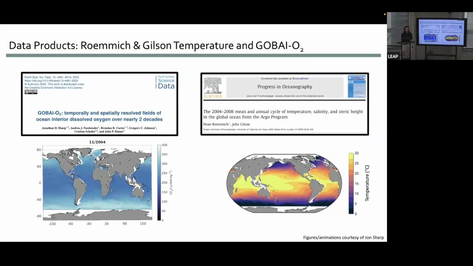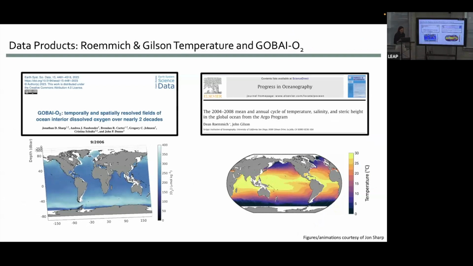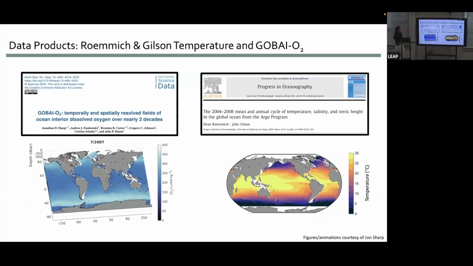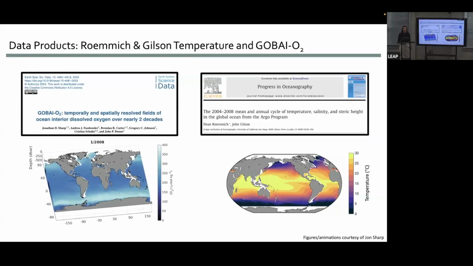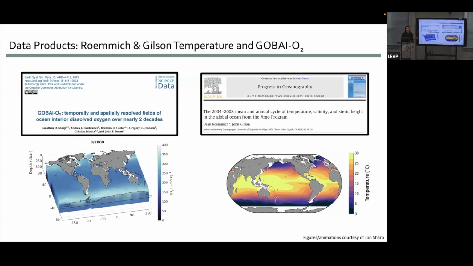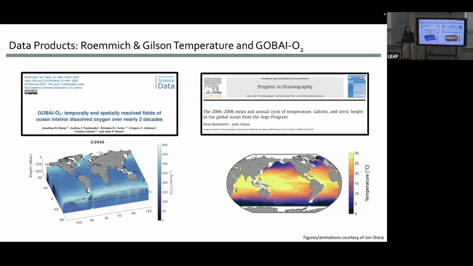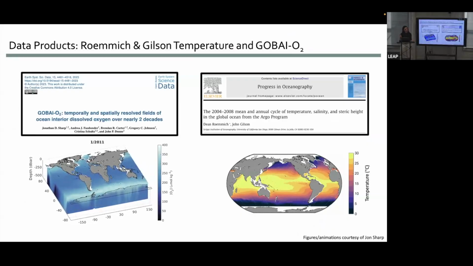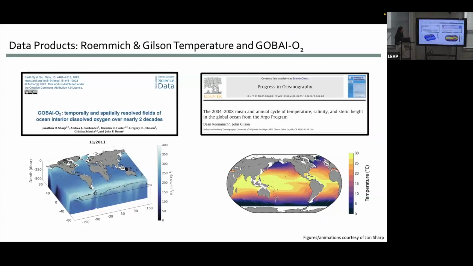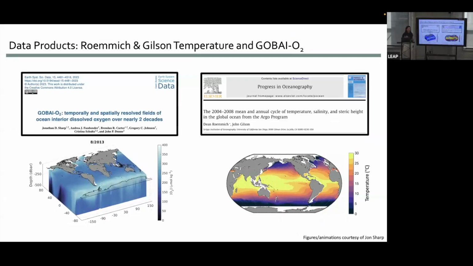The oxygen data product that we use is called GoBio2. It's also a time resolved, depth resolved, machine learning based product that has monthly resolution. I believe it spans 2002 to, I think it's updated to 2024 now, or 2023 maybe. And the temperature data product is derived from Roemmich and Gilson 2009. Again, monthly resolution, depth resolved, I believe, to 2,000 meters. But that's far deeper than our fish care to venture.